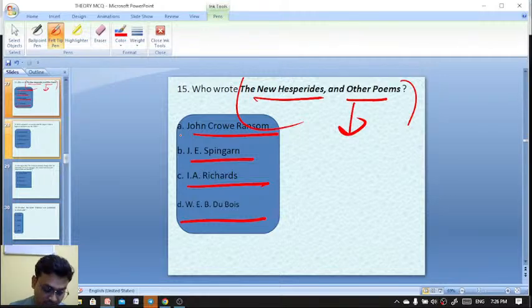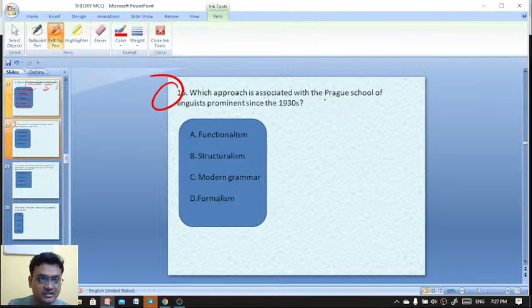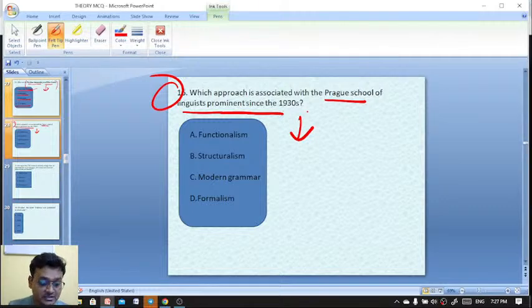The New Hesperides and Other Poems. I think it is J. E. Spingarn. Chalo, ek baar dekhte hain usko. Which approach is associated with the Prague School of Linguistics, prominent since 1930s? Prominent since 1930s.